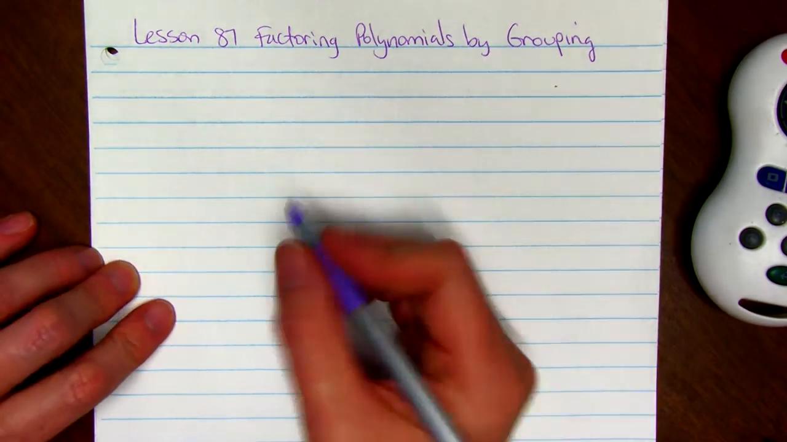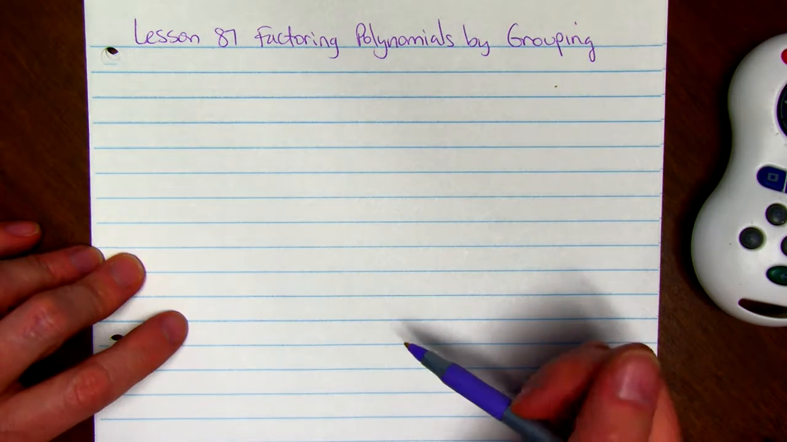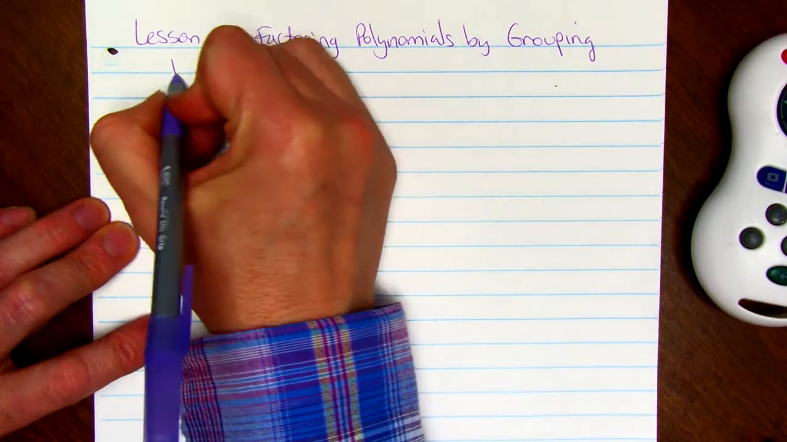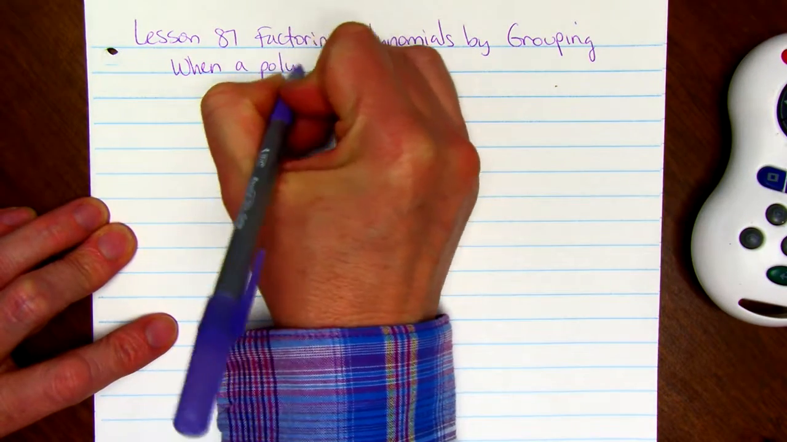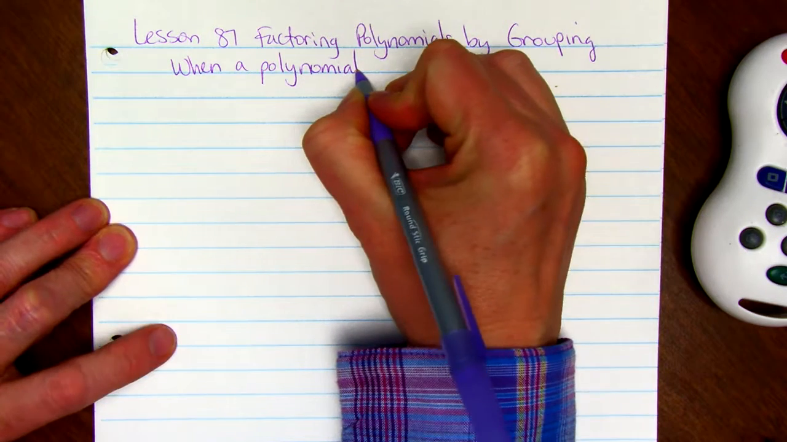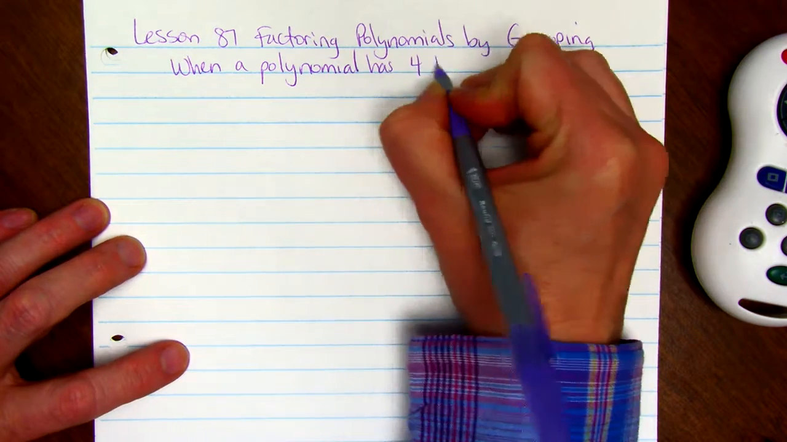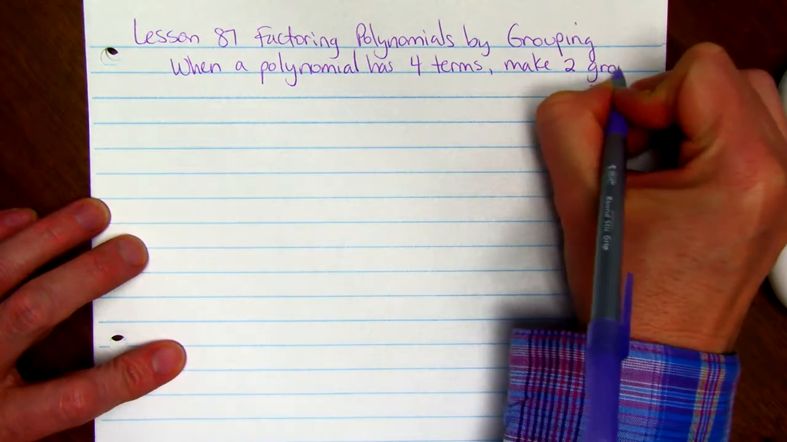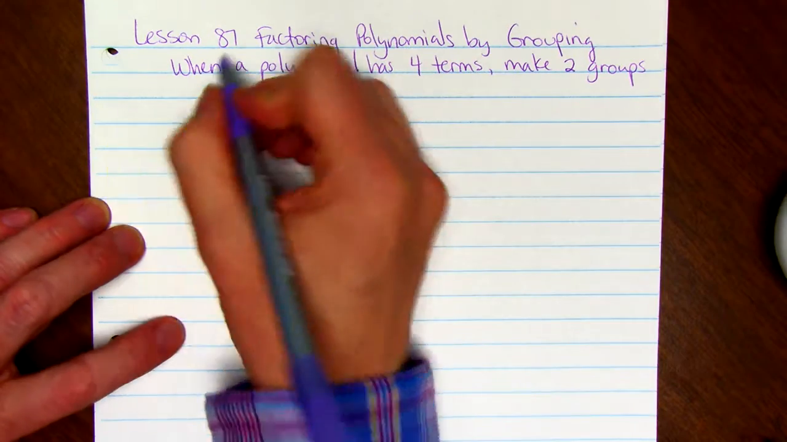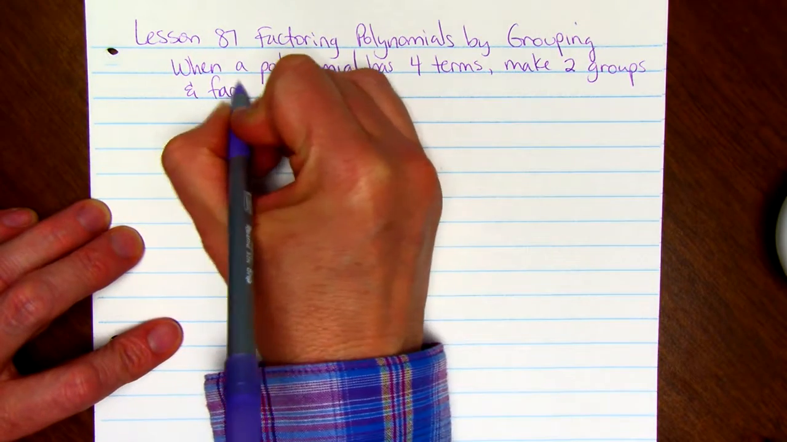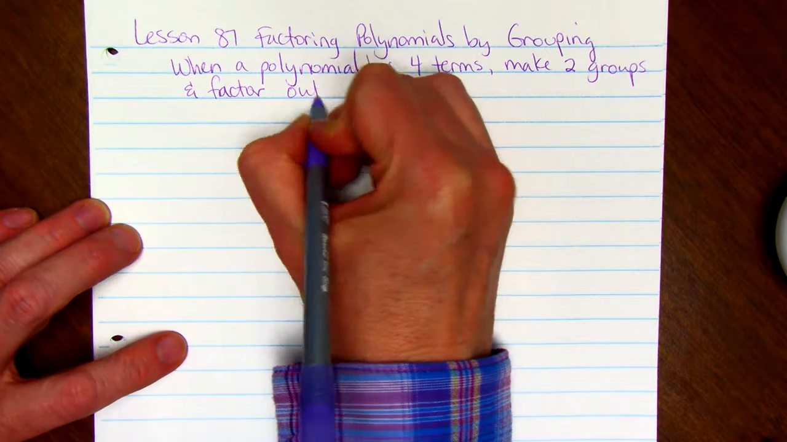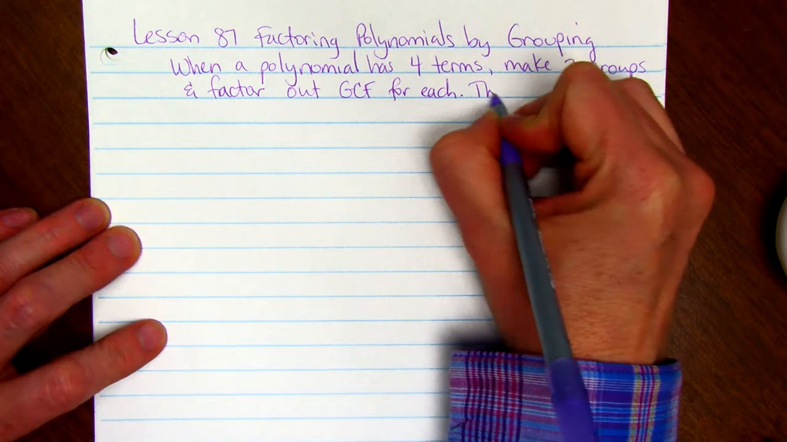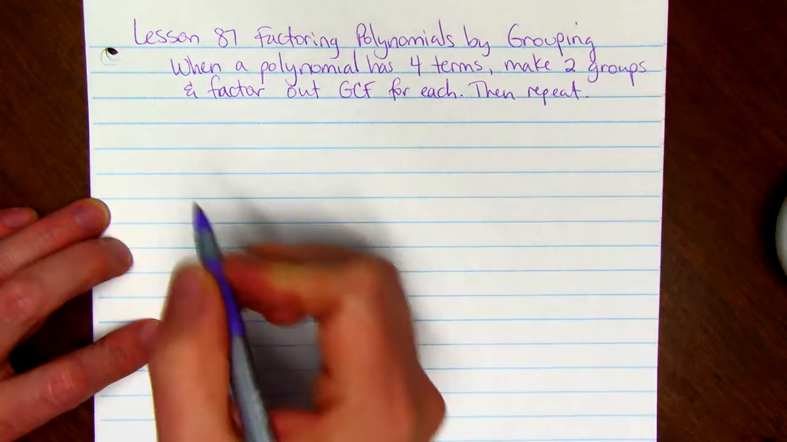So when you have a polynomial with 4 terms, you need to make 2 groups and then factor out the GCF for each and then factor one more time. So when a polynomial has 4 terms, you're going to make 2 groups and then factor out the greatest common factor for each, and then repeat. So here's an example.